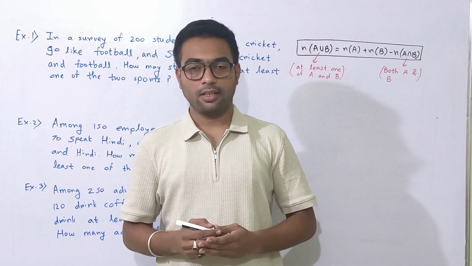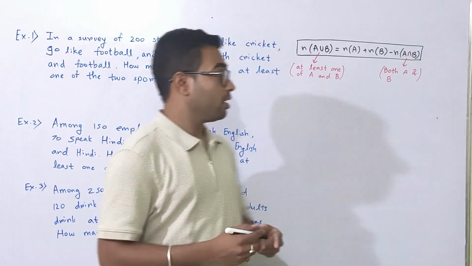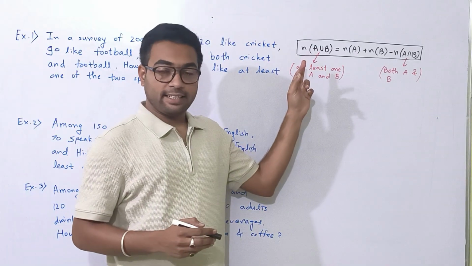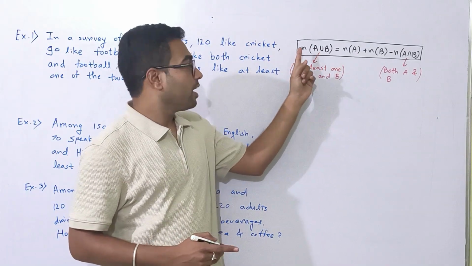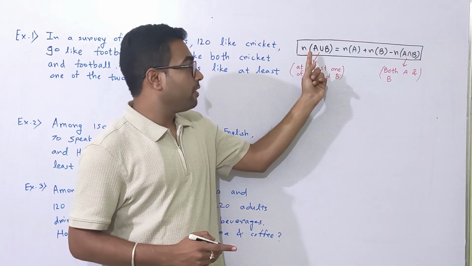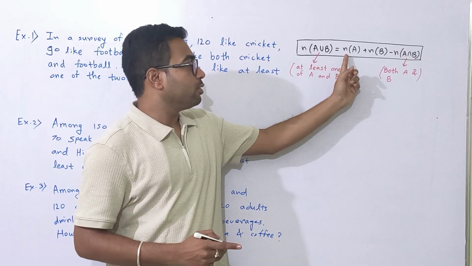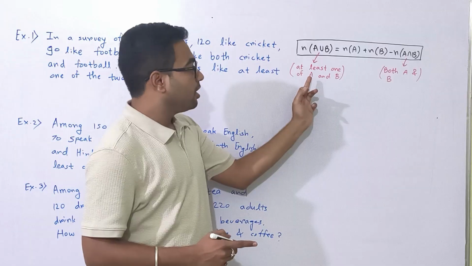Hello everyone. In this video we are going to discuss some problems on addition law. Like addition law of probability, addition law of counting also holds. N of A union B, meaning the number of possible events in A union B, is equal to N of A plus N of B minus N of A intersection B.